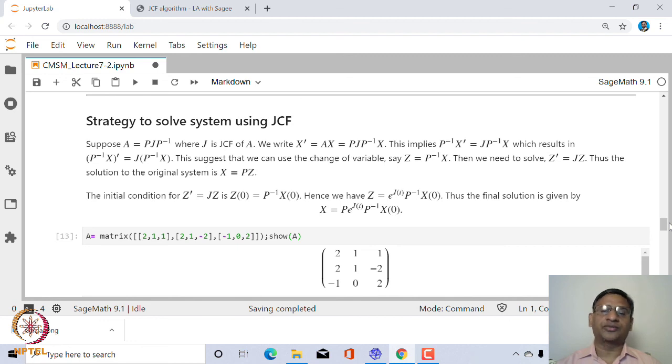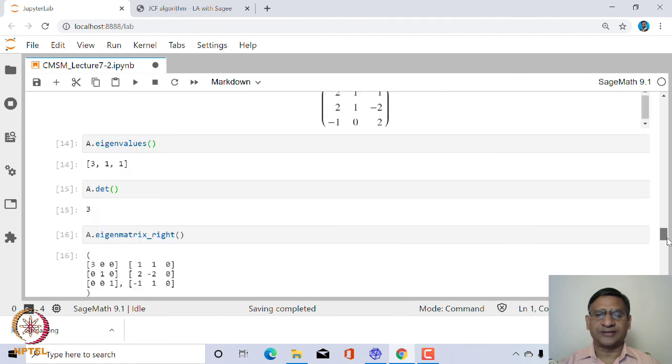This Jordan canonical form again is a very important concept. I did not look at the theory of this Jordan canonical form. It is slightly involved, but however it has this application, and once we know the Jordan canonical form of a matrix, which we can find out using Sage Math, we can make use of this quite nicely, right.